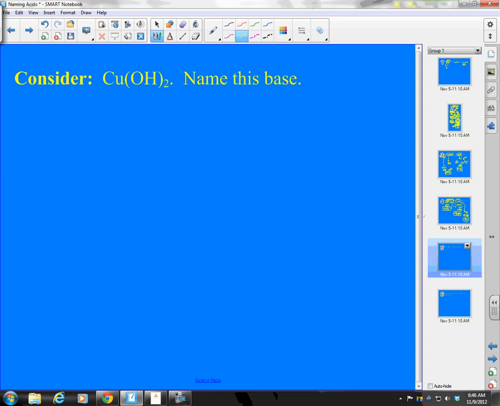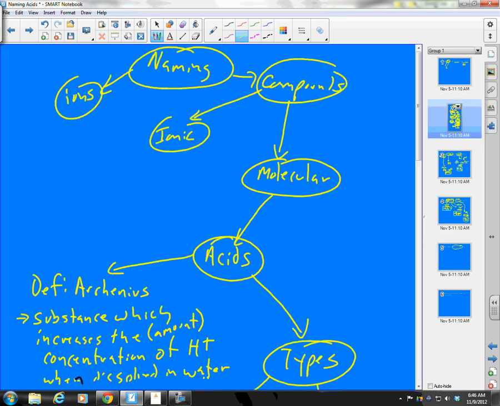Oh, cool. Now we're going into Cu(OH)2, copper. Well, we'll be quiet. I don't want to give you the answer here. Name this base. All right, so now we want to talk about bases. So here's our beautiful picture. We've got molecular. And you know what? Bases are a form of ionic compounds. So we have bases here. And we want to talk about what is a base.